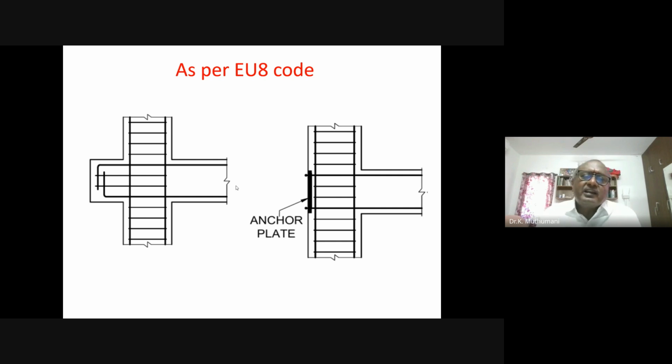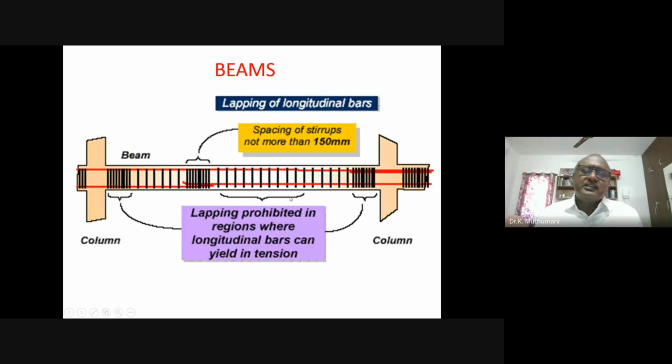Because we are learning from the code how to design a column, or how to design a beam, how to detail a beam, or how to detail a column. Suppose you are able to follow that 100%, but if you are not able to do this joint, then the failure will be at the joint. So this is what they are talking about. Now your spacing should be not more than 150 mm. Nowadays they say 100 mm.